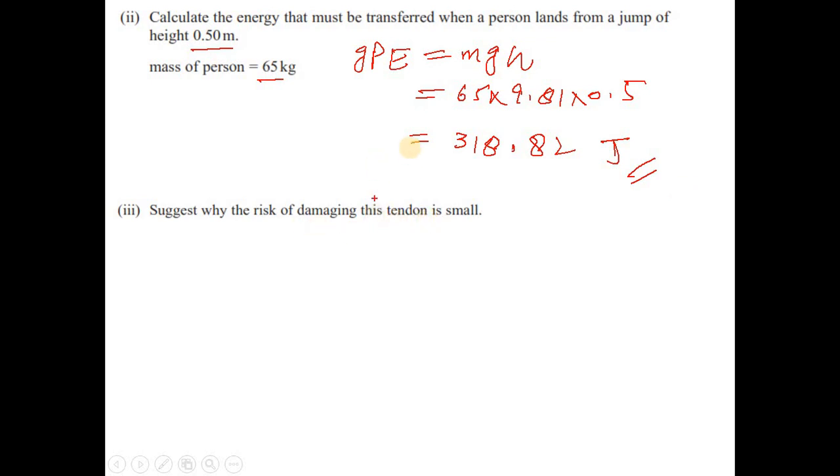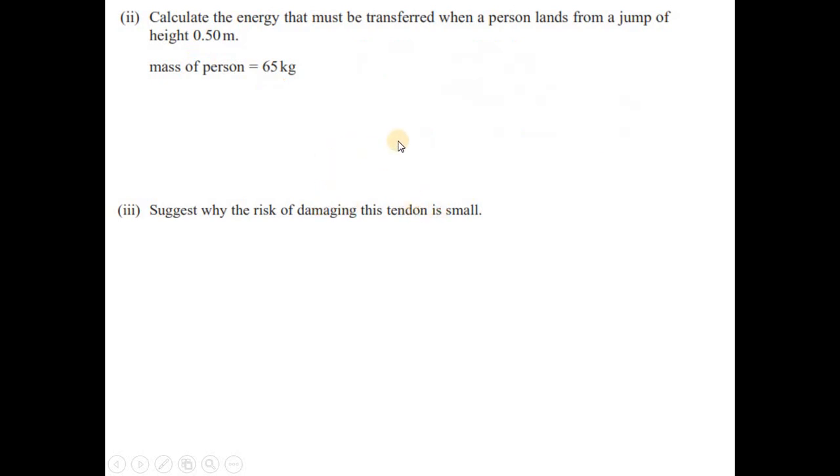Suggest why the risk of damaging this tendon is small. The reason is that during the jump or after the jump, the energy is also transferred to the other parts of the body and distributed through the whole structure. That's why the chance of damaging the tendon is very small.